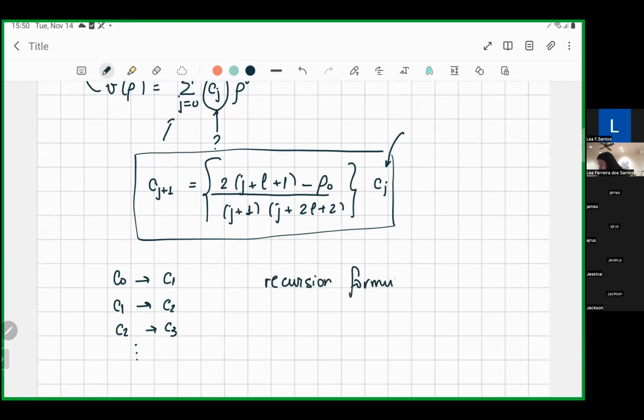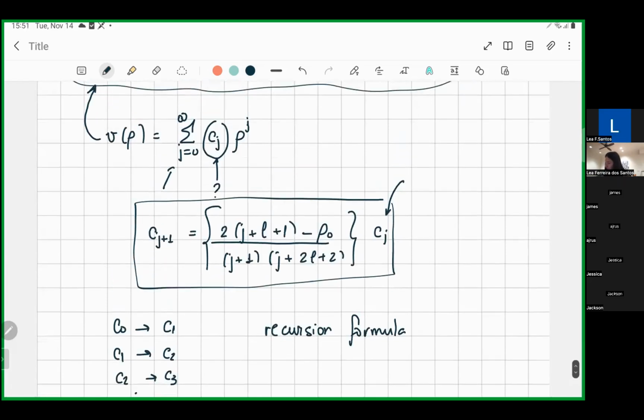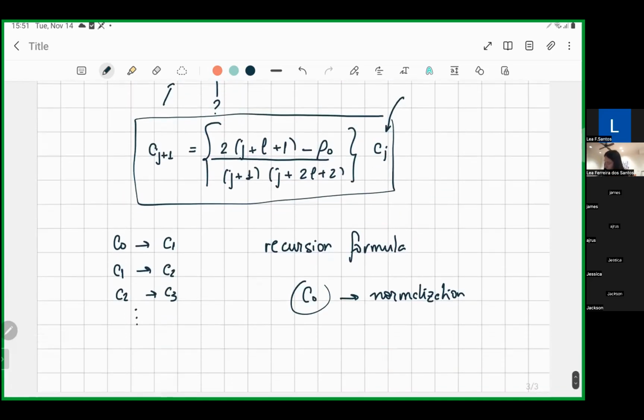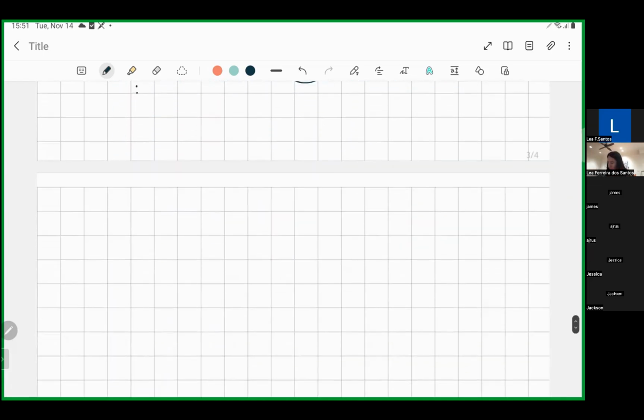If I have 1, I can find all the others. So if I have 1, I can find the function that we are after. And how is this 1 going to be found? By normalization. So that's perfect. It looks like we solved our time independent Schrödinger equation, the radial part. So that's what we were trying to do.